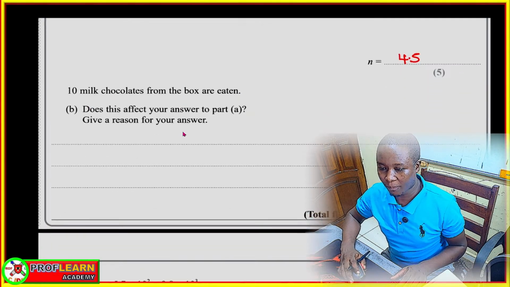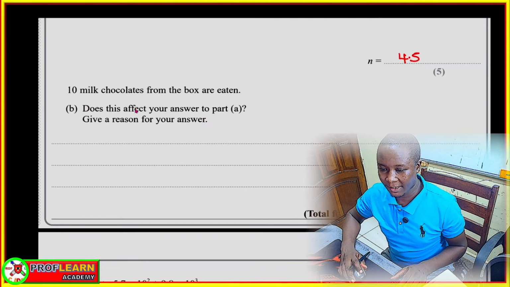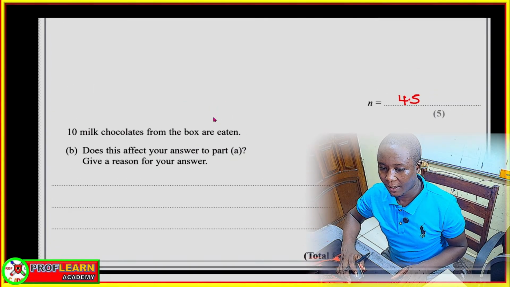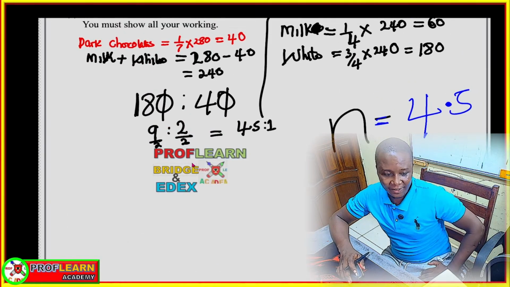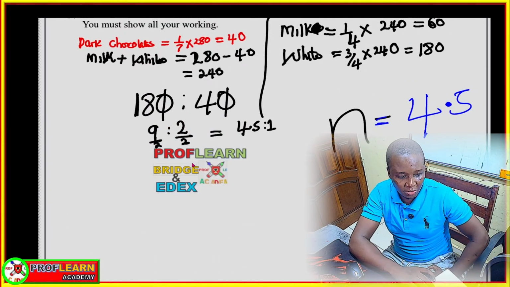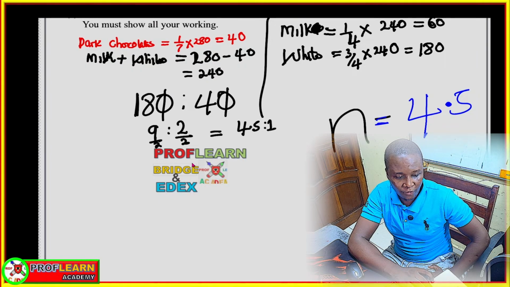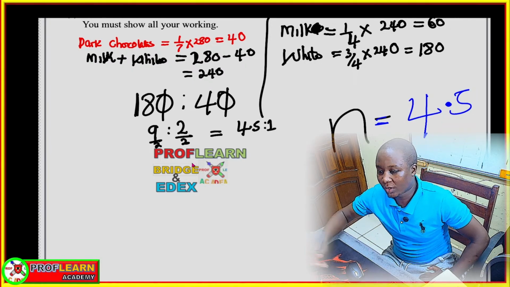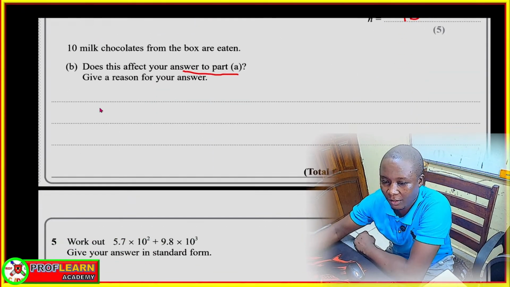10 milk chocolates from the box are eaten. Does this affect your answer to part A? If 10 are eaten, does this affect? No, it doesn't affect because the number of dark chocolates and white chocolates has not changed. So we are going to say no, it doesn't affect.